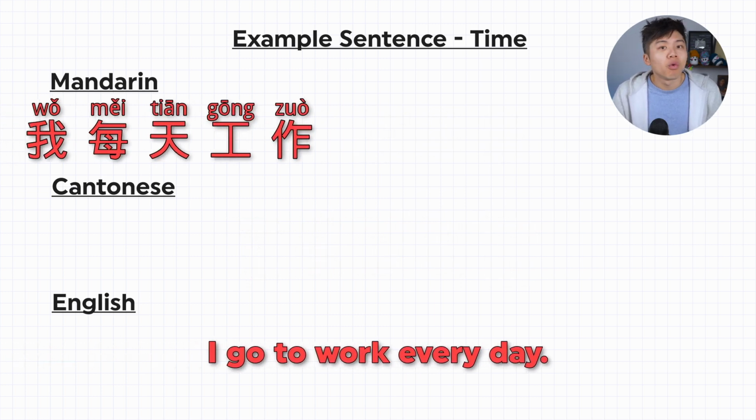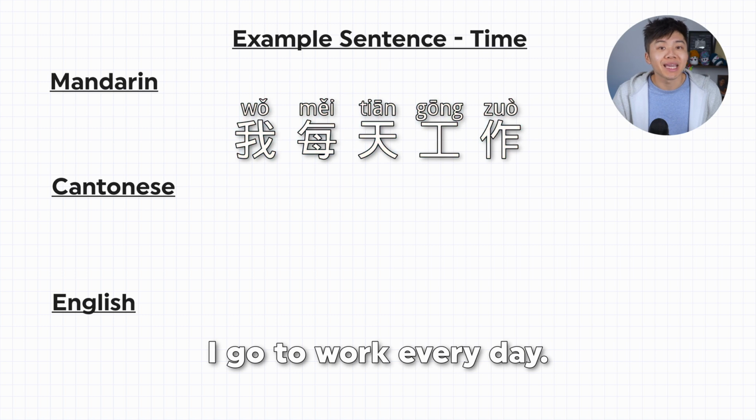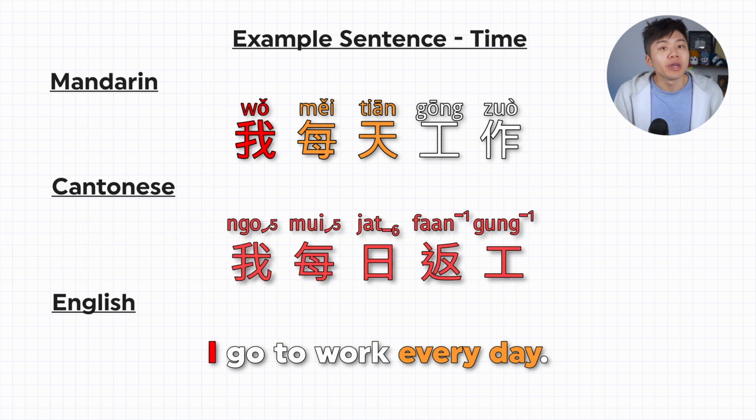I go to work every day. 我每天工作. 每天 basically means every day. You see it goes after the subject I. I every day work. In Cantonese, 我每日返工. 每日 means every day. And once again, that goes after the subject, before the verb. 返工.